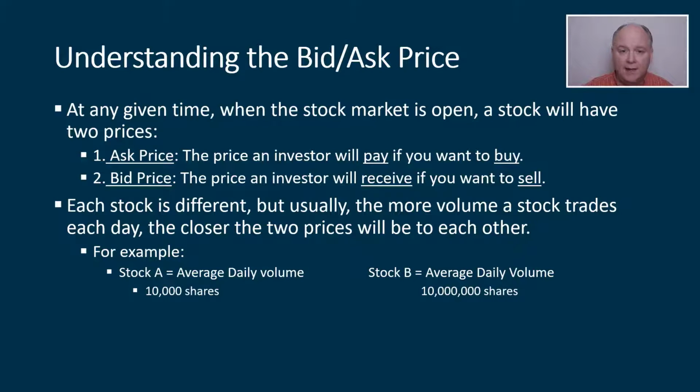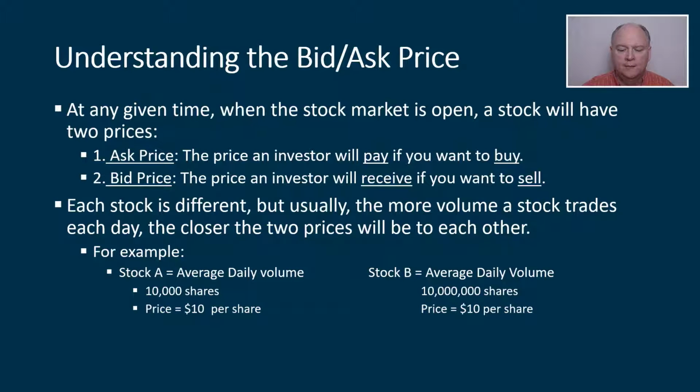On stock A, about 10,000 shares trade every day. Now, is that a lot or is that not very much? Well, you have to measure it compared to other stocks in the market to see if that's a low amount or a high amount. Stock B trades 10 million shares a day, so that has a lot more interest. On stock B, the bid-ask price will probably be a lot closer to each other than in stock A. You might have what's called a larger bid-ask spread.